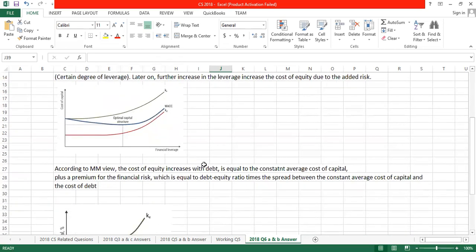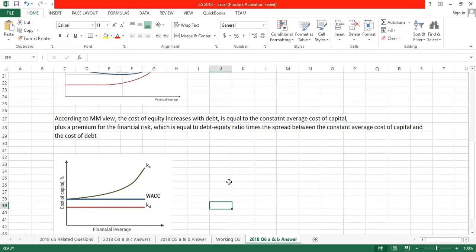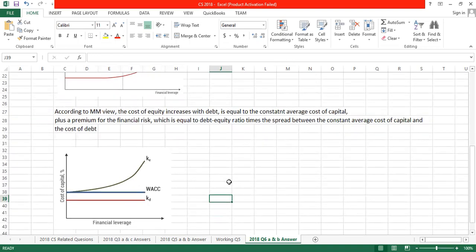Based on the Modigliani and Miller view, the cost of equity increases with the debt. The cost of equity is equal to the constant average cost of capital plus the premium for financial risk, which is equal to the debt equity ratio times the spread between the constant average cost of capital and the cost of debt. The weighted average cost of capital and cost of debt remain constant. You can see the graph.